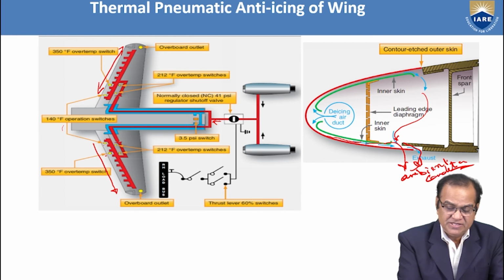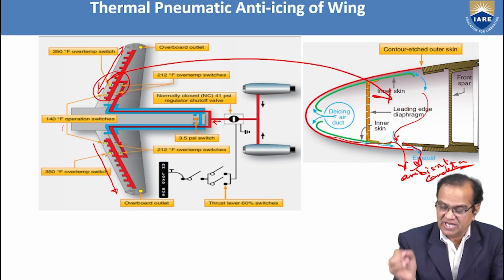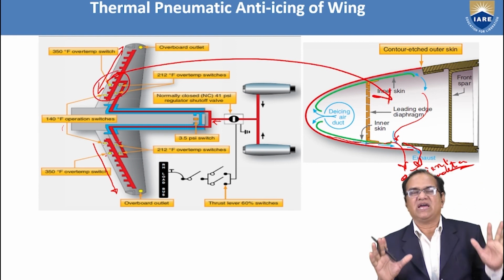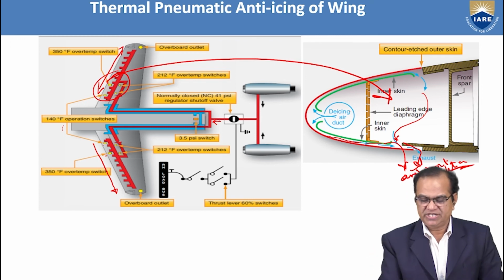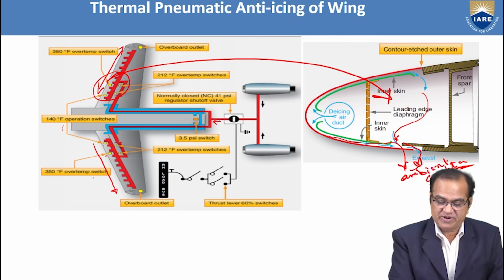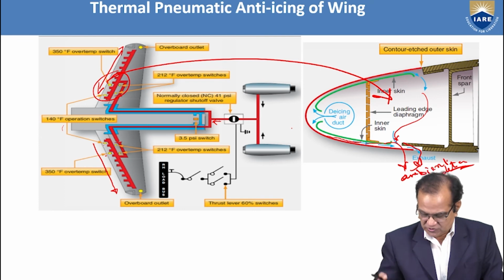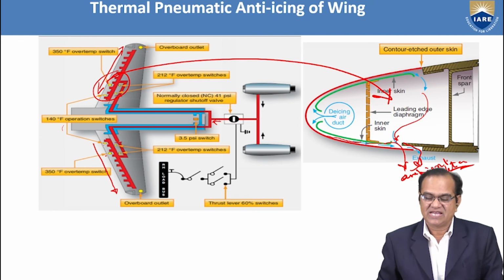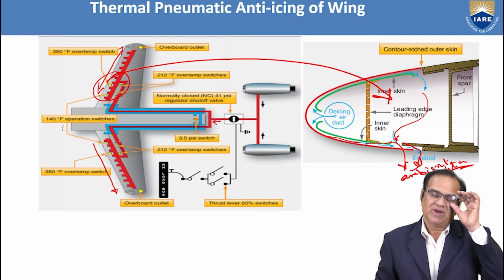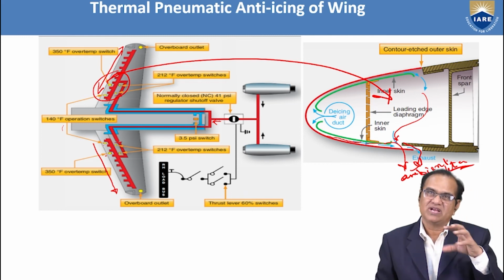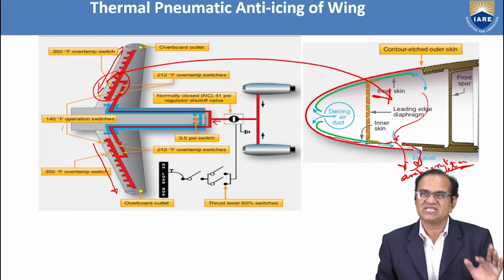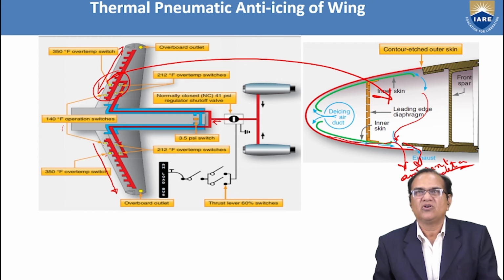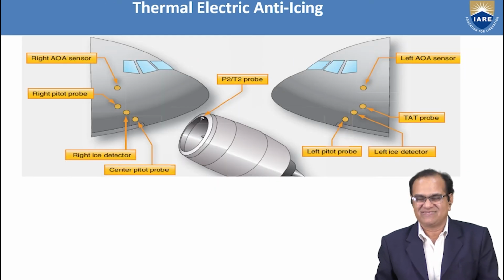So this air which is shown here, how these things are happening, it is shown in detail here, and how the system is operating, it is shown here. So that is the thermal pneumatic anti-icing of the wing. In this pneumatic system, the temperature of the hot gases is used, so it is called the thermo pneumatic anti-icing system.